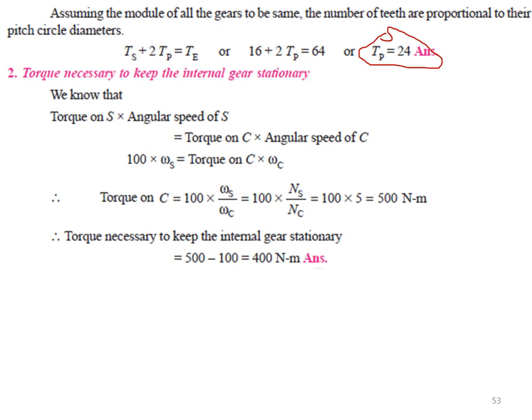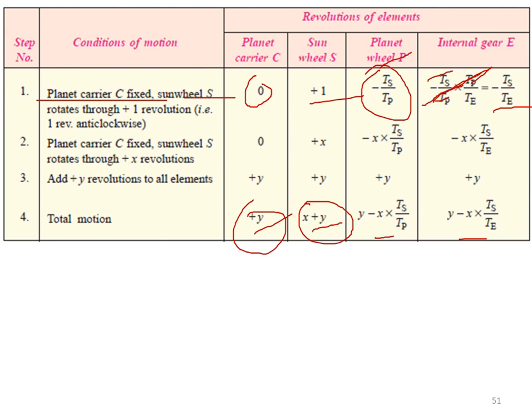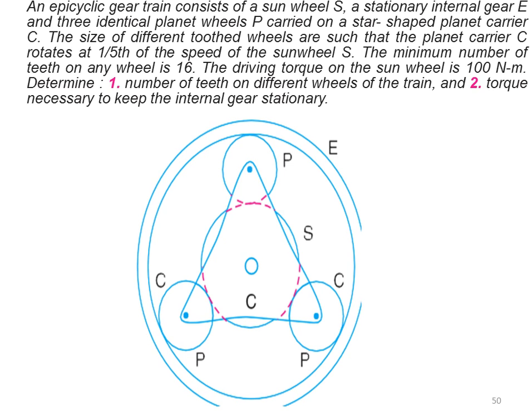And the last part, the torque. So torque on S into omega S will be equal to torque on C into omega C. So 100 into omega S equals torque on C into omega C. So torque on C will be 100 into omega S by omega C. So substitute the value already known to you. So this ratio is nothing but 5. So you get 500, and the torque necessary to keep the internal gear stationary will be 500 minus 100. So that will be left with 400 Newton meter. So like this you can solve the problem. The same type of condition we solved for the previous type of problem, same condition you can use.